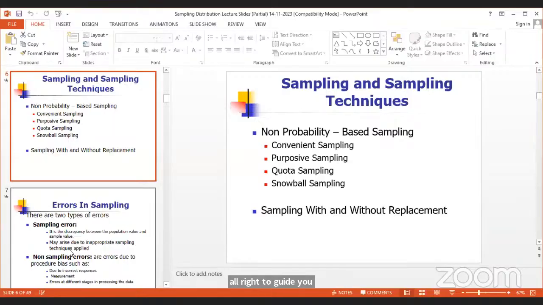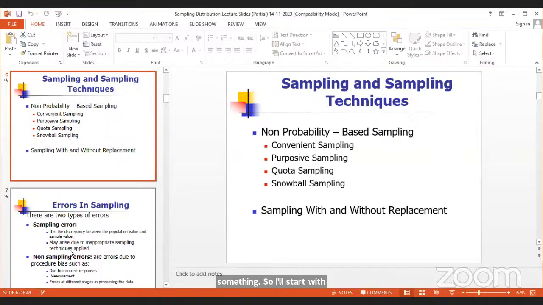You are using information to guide your sampling. So non-probability sampling refers to sampling procedures that do not employ the use of chance mechanism, random techniques, or probability theory in selection. Examples include convenience sampling, purposive sampling, quota sampling, and snowball sampling, sometimes known as network sampling. So I'll start with convenience sampling.